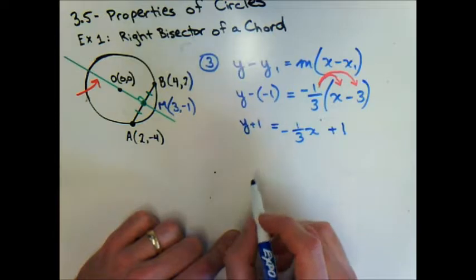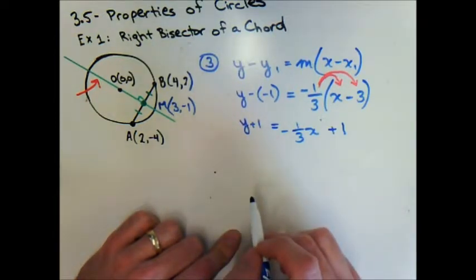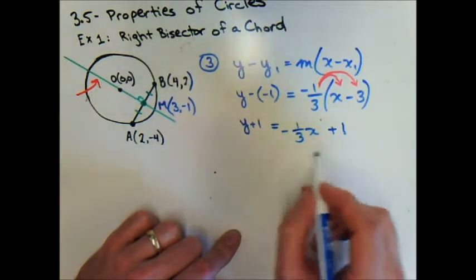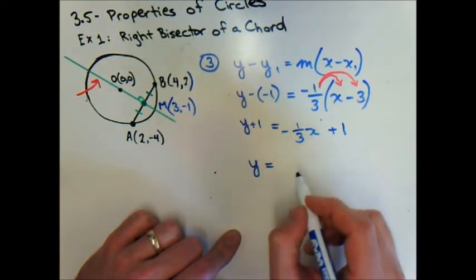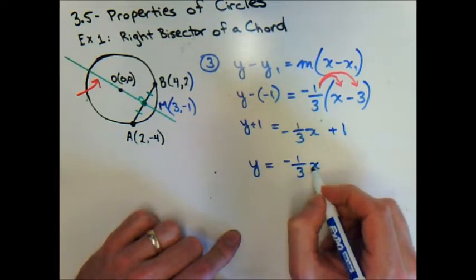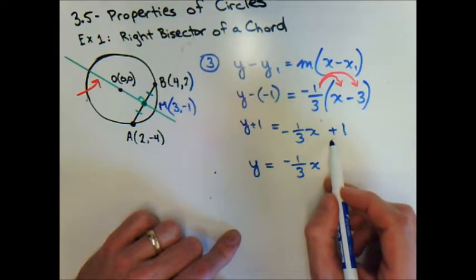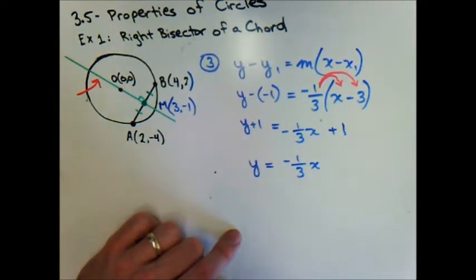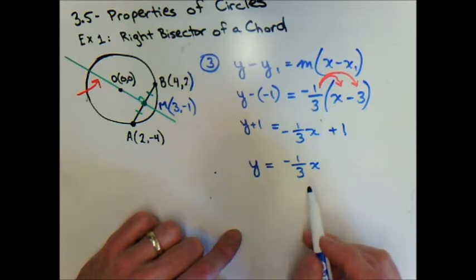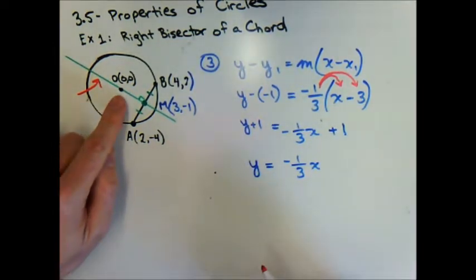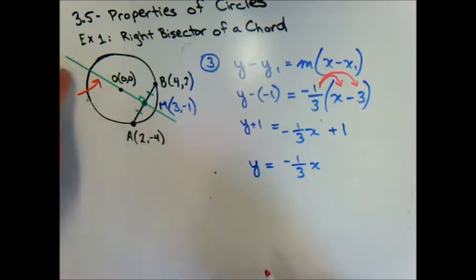And now what do we need to do to get it in y equals mx plus b? We're going to subtract 1 from both sides, leaving just y on the left. Nothing changes to my slope and my x, but I'm minusing 1, so this guy basically just gets minus down to 0, right? +1 minus 1 is 0. Okay, well now I have an equation of the right bisector. What did we actually have to find out, though? We had to find out if the point O does lie on the new line.